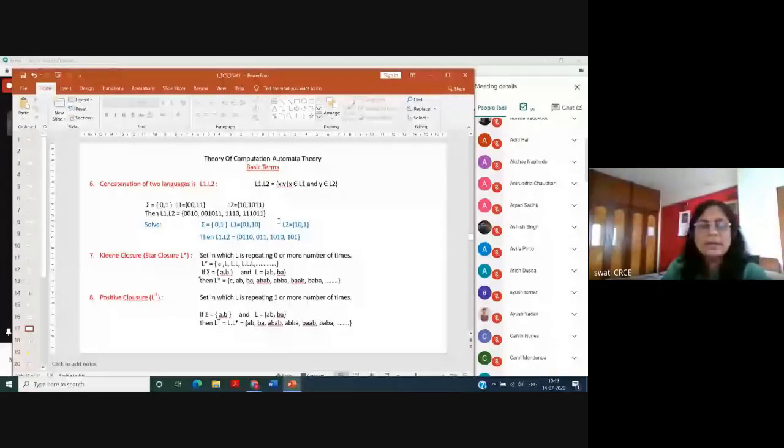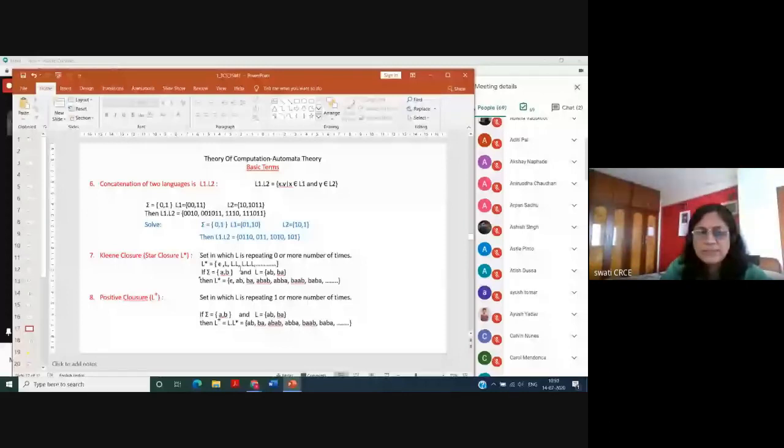We are going to use this term again and again in DFA and NFA. Plus we are going to use this plus closure, which is a positive closure, and this star closure or Kleene closure, L star, which is also used frequently. So you should be thorough with all these terms. So what is L star? L star means it is a set in which L is repeating for 0 or more number of times. So L is present in the set, but it is repeated many times, and it can be repeated for 0 times also. So this is a mathematical definition.